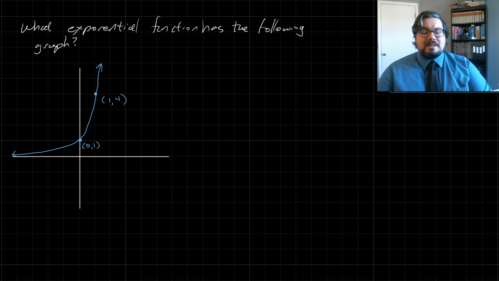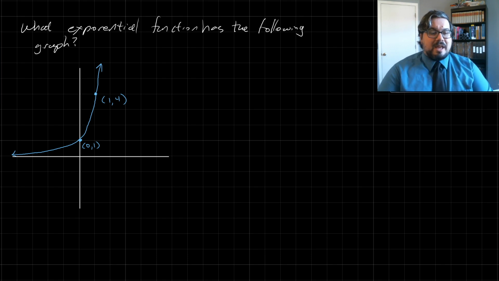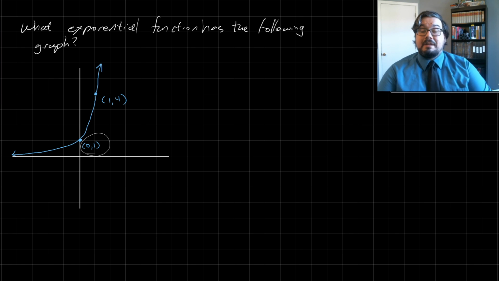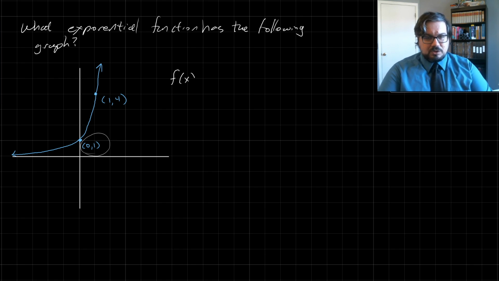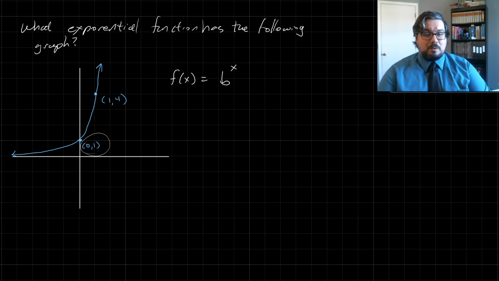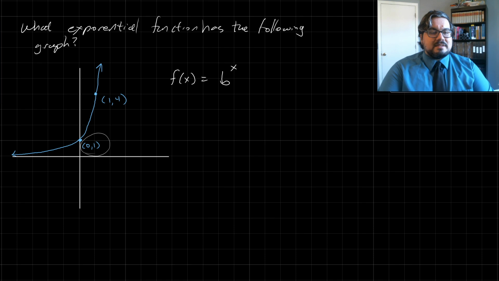Well, there are a couple of ways of looking at this. So first of all, we check to make sure that the function has a y-intercept at 0, 1. And it does. So that's good. So we got f of x is equal to b to the x for some b. We have to determine what b it is. In this case, we can read it directly off the graph because we've got the point 1, 4.